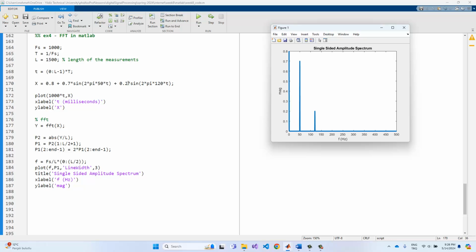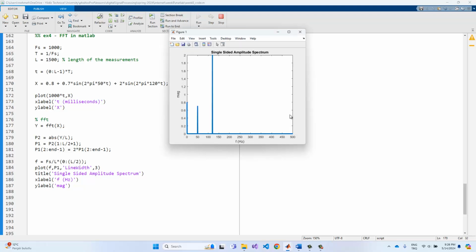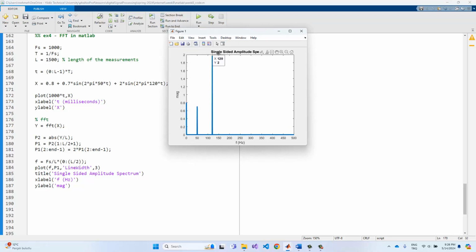Okay. And so what about the 2 in here? And so if I choose this section, the single-sided amplitude spectrum can be given at the magnitude of the 2 value for the sinus signal.